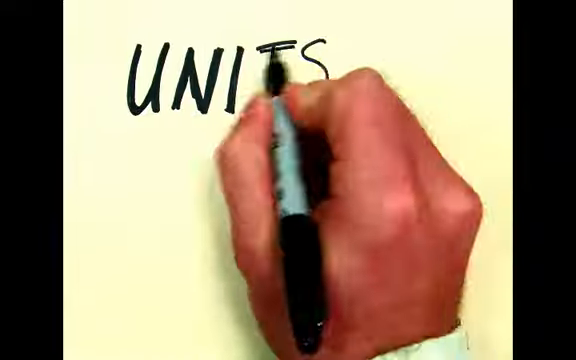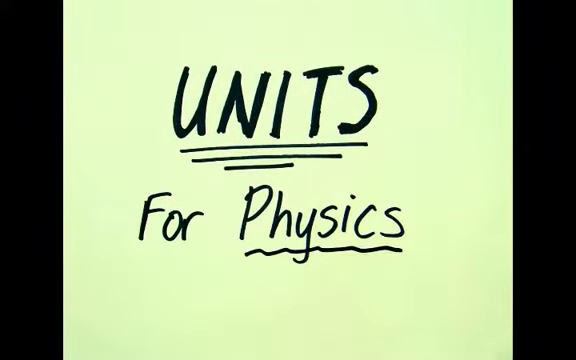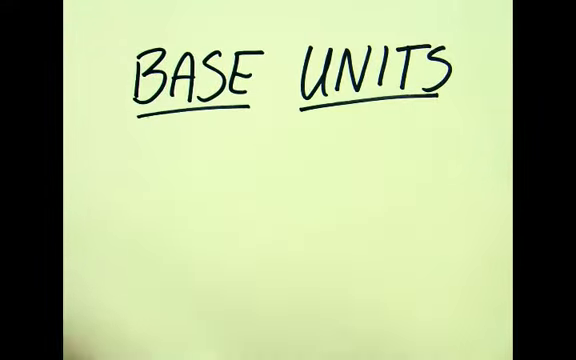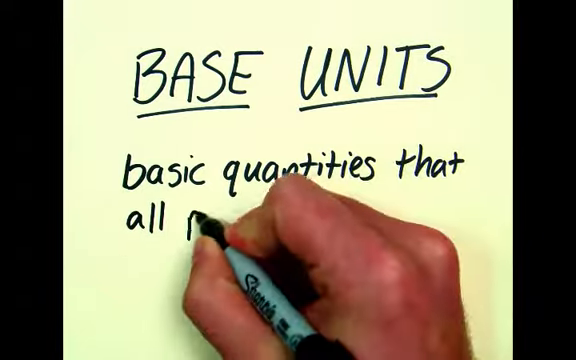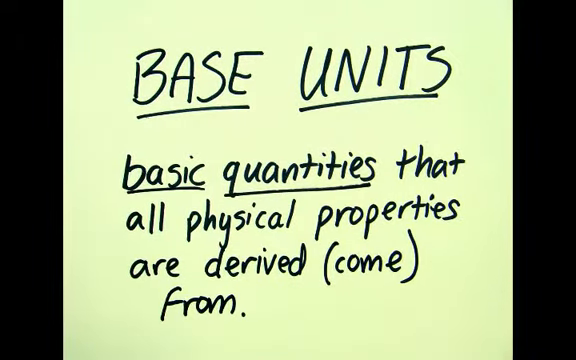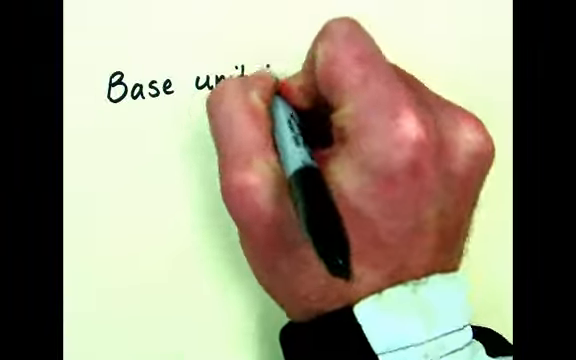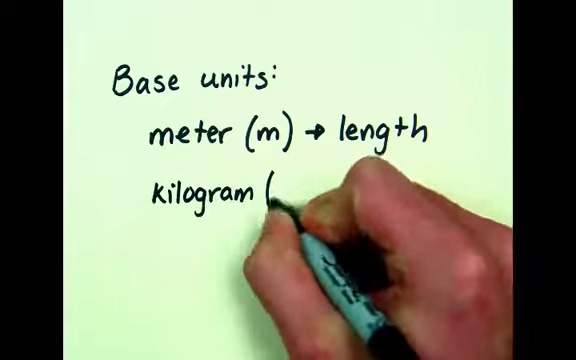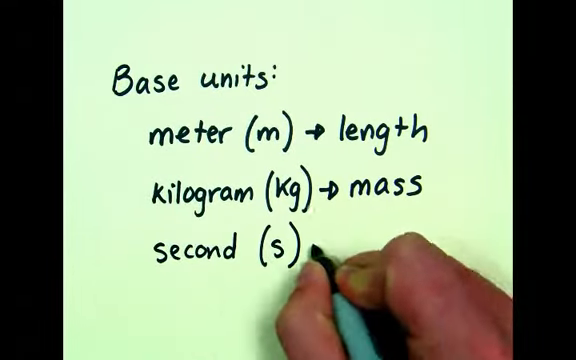During this video, we're going to be talking about units as we use them in the physics classroom. To start with, we need to talk about the basic units of measurements. Base units are basic quantities from which all physical properties are derived, which means they come from. Specifically, the three base units that we'll be using in physics are the meter for length, the kilogram for mass, and the second for time.